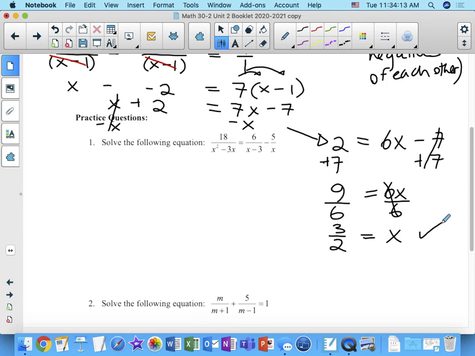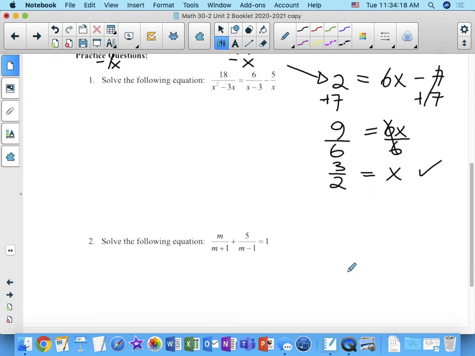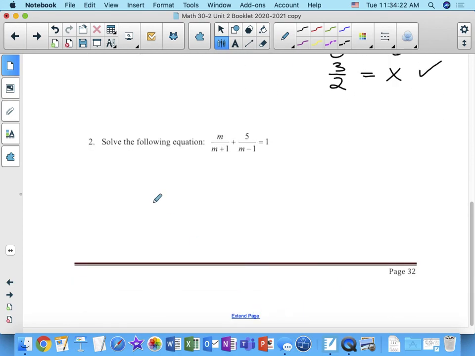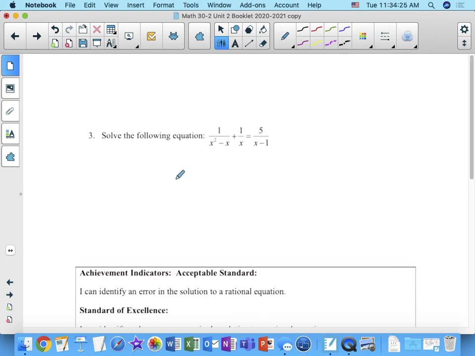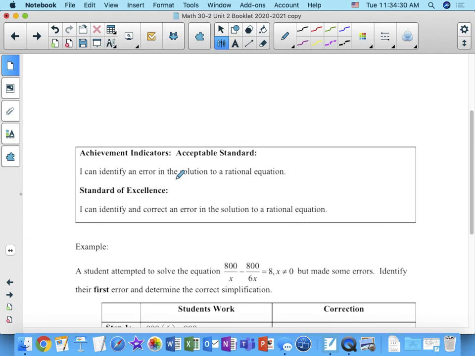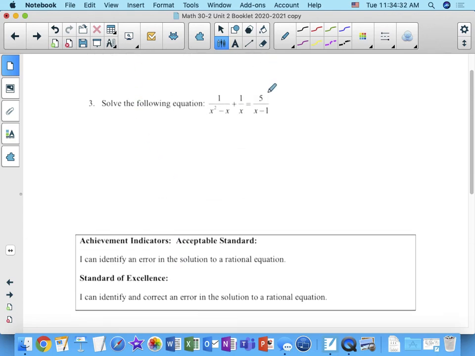Okay, so I'm going to leave it there for today. What I'd like you guys to work on for the next little bit is practice questions 1, 2, and 3. Okay, and then your homework for today is in the textbook, page 258, numbers 1, and then 4 to 6, A, B, D. Okay, and your quiz this Thursday will cover up to this point.